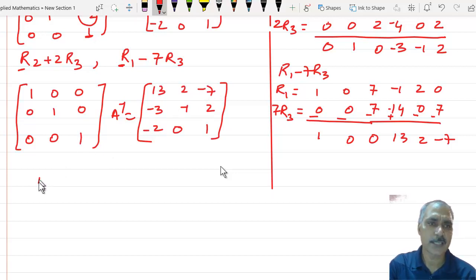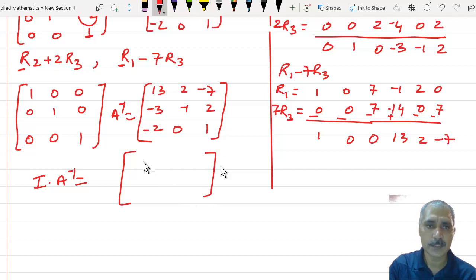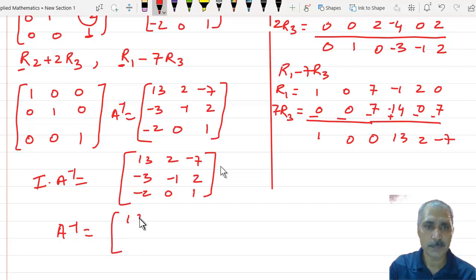Now we have got the identity matrix on the left, I into A inverse, and we got that as 13, 2, minus 7, minus 3, minus 1 and 2, minus 2, 0 and 1. This is going to be A inverse, and this is the final step: 13, 2, minus 7, minus 3, minus 1, 2, minus 2.